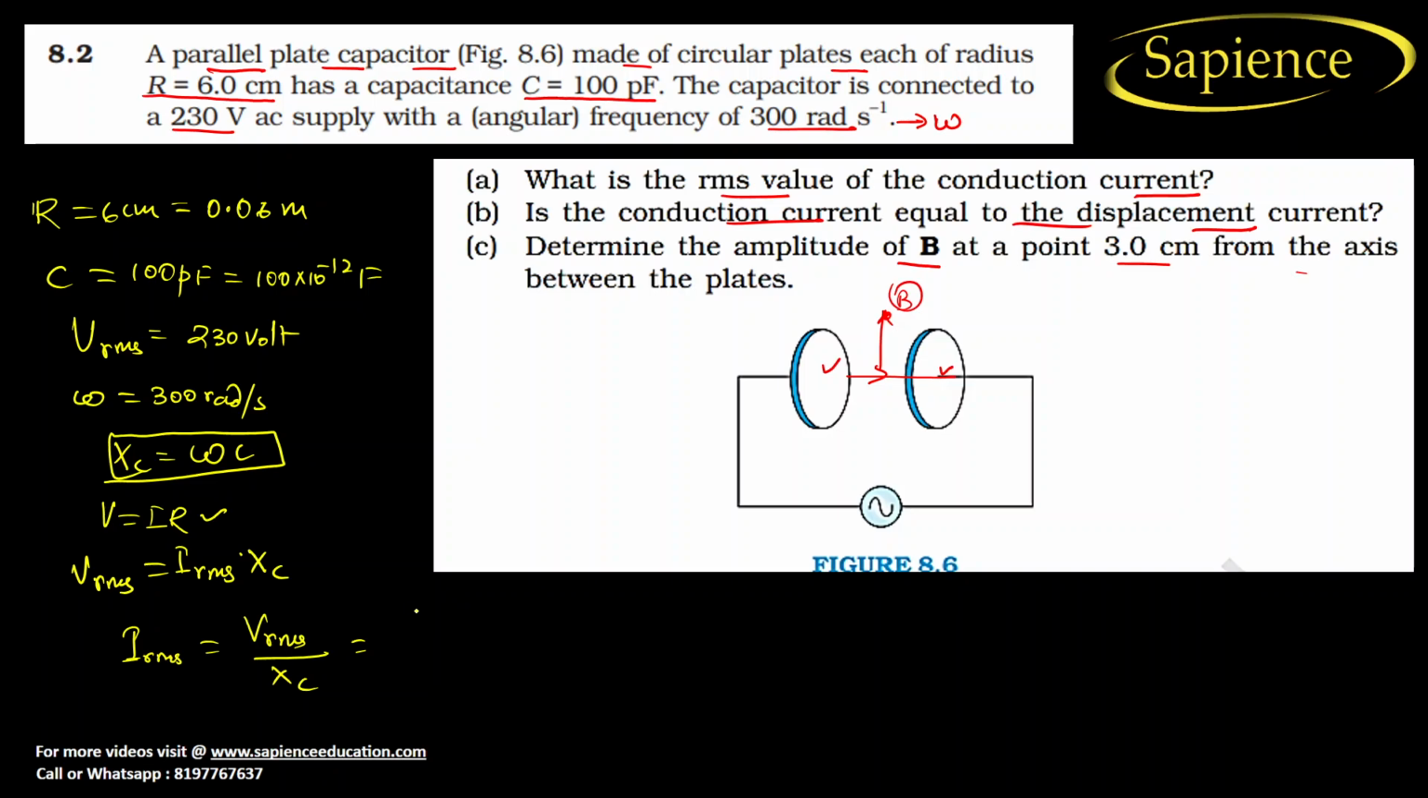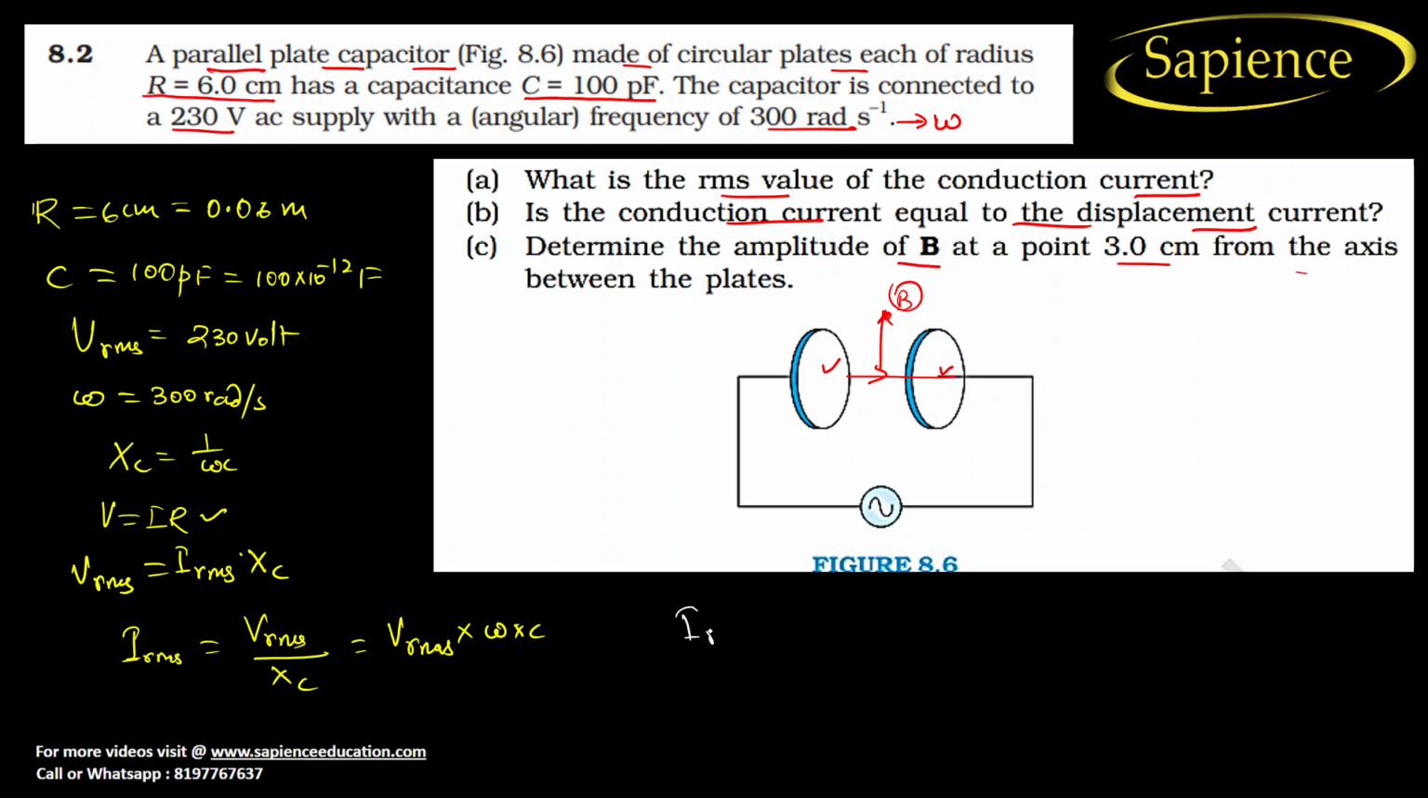Now Xc is equal to 1 by omega C. Sorry for that, I had already made this mistake. So try to understand here: Xc, that is the capacitive resistance, will be equal to 1 by omega C. So from here, 1 by omega C means Vrms into omega into C. So from here we will get the result for the RMS value.